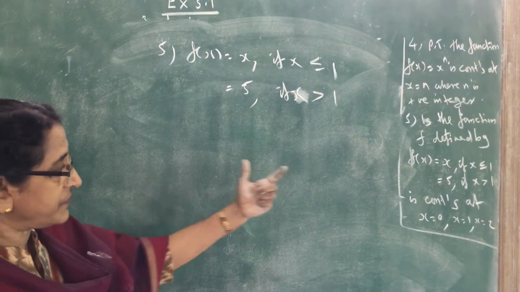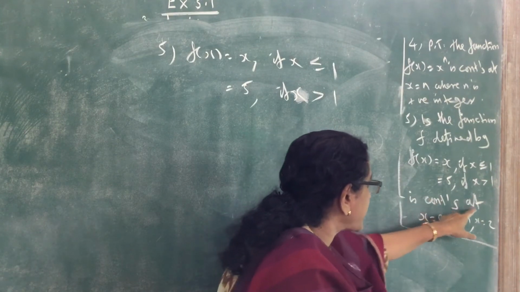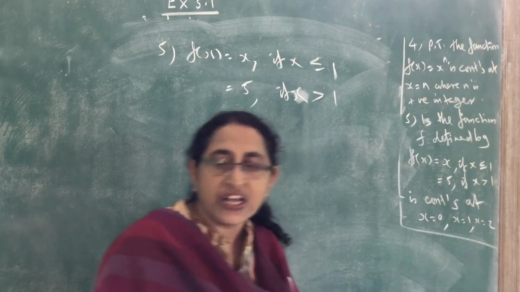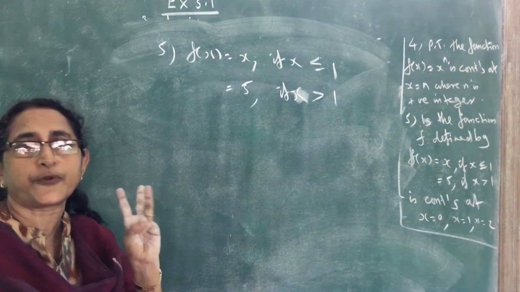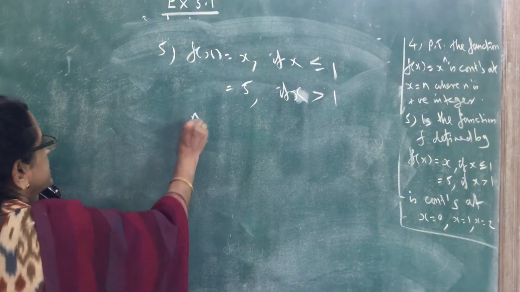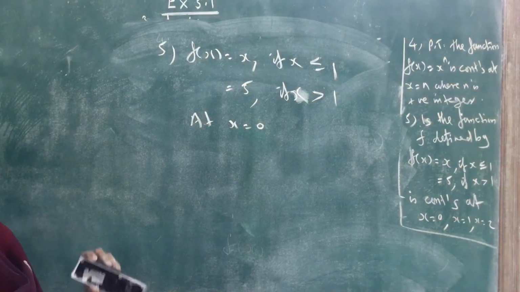We have to check whether the function f is continuous at x equal to 0, x equal to 1, x equal to 2. So we have to check the continuity of the function at 3 points. First we will consider x equal to 0. We have to check the continuity of the function at x equal to 0.